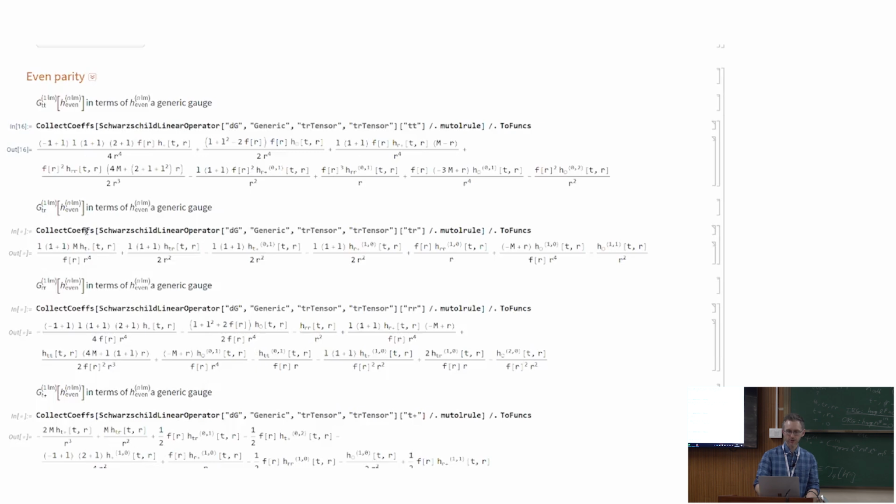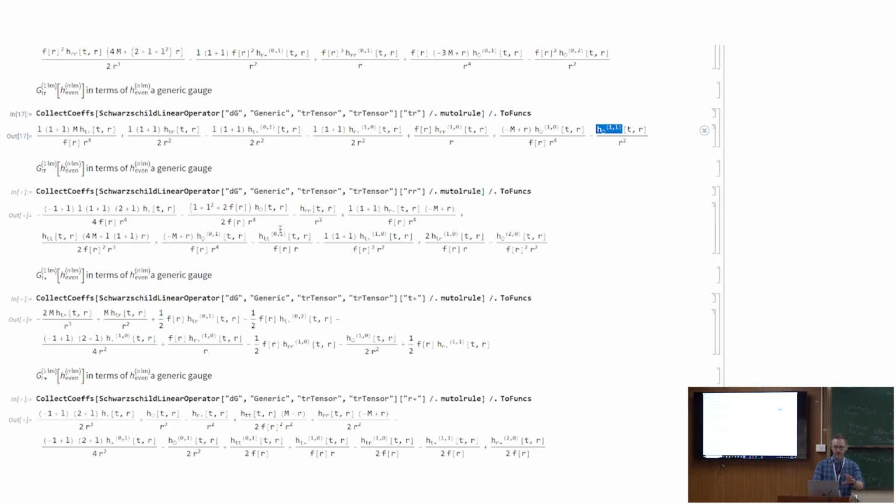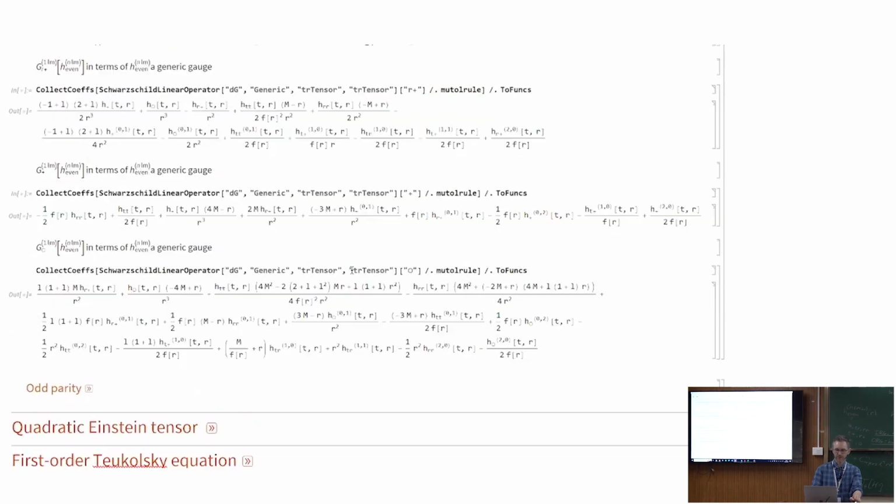Similarly, here's the TR component. Again, it only involves even parity metric perturbation coefficients. It involves, in this case, no second derivative except a mixed derivative that's 1 T derivative and 1 R derivative. And this is kind of the generic structure. You have up to 2 derivatives. They can be T derivatives or R derivatives. And you tend to get dependence on all the different parity pieces in each of these pieces of the Einstein tensor.